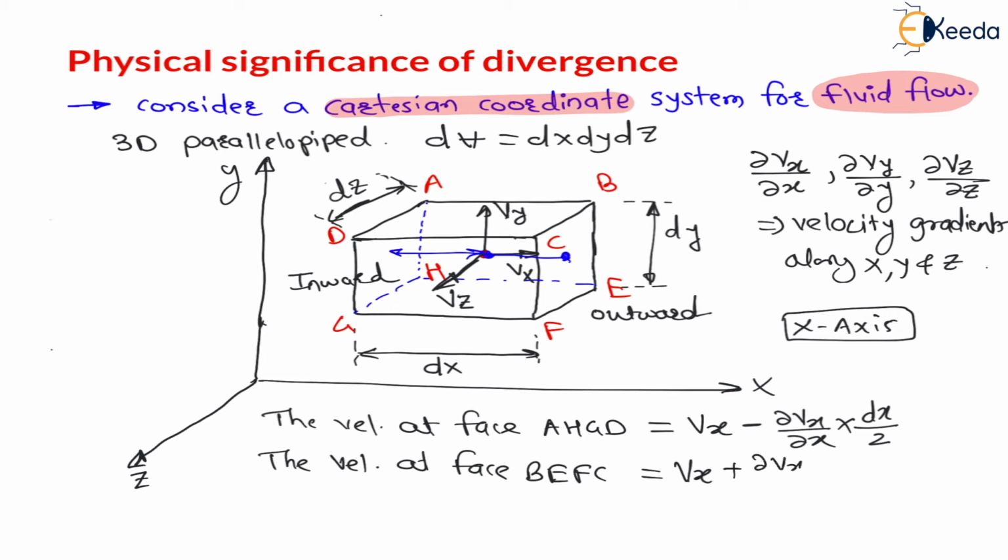The rate of change is ∂vx/∂x. This is the rate of change. And if this rate of change is multiplied with the distance, then I will get the total change. Right. This is the velocity at phase BEFC along the x direction.